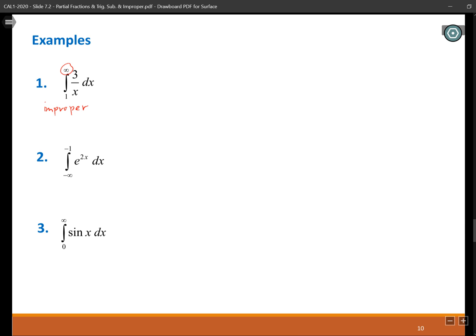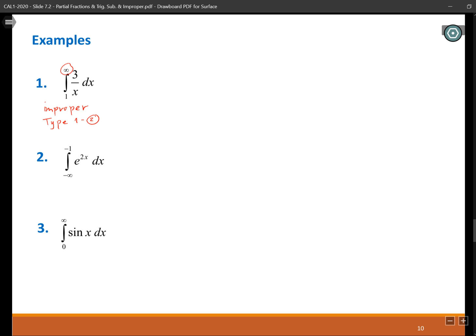And improper because the boundary goes infinite. So this is going to be type 1 because of the boundary, and this is the upper bound that goes infinite. So this is type 1 and scenario 2.